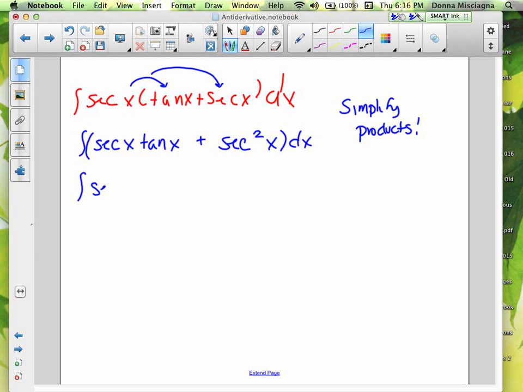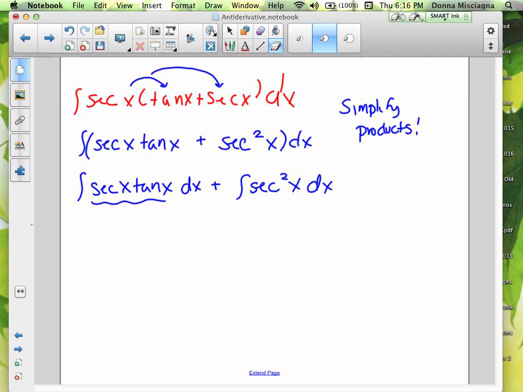So we take the integral of secant x tangent x dx plus the integral of secant squared x dx. Now here's one product that is just fine to have, because that is a nice common derivative.